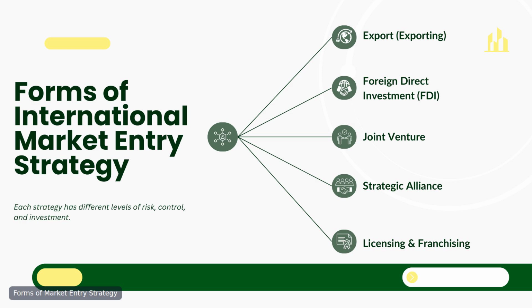For example, exporting: low risk, low investment. FDI: high control but also high risk and investment. So, companies must carefully choose the strategy that aligns with their goals and capabilities. This is the core trade off in international business.